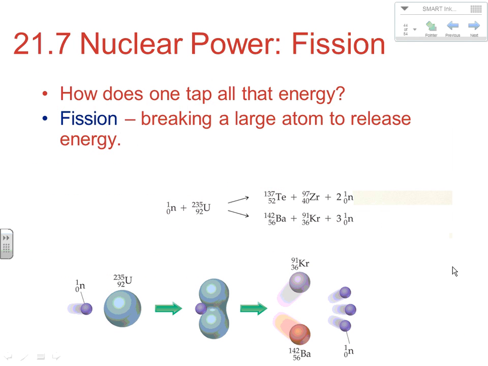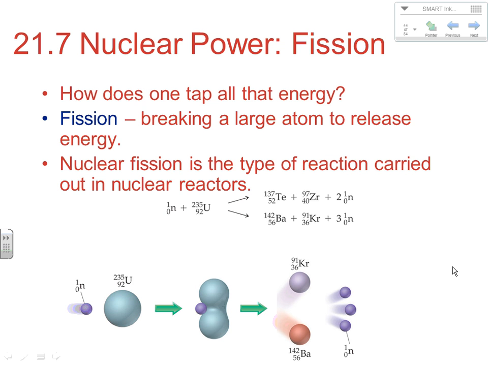Now, the next section gets into fission and fusion, harnessing nuclear energy and nuclear reactions in the world around us. So how do we tap all this energy that's inside the mass that we could unlock when we mess with nucleuses? Well, one way to do that is with fission. Remember, fission means to break. So breaking a large atom to release energy. Nuclear fission is a type of reaction that's carried out in nuclear reactors.